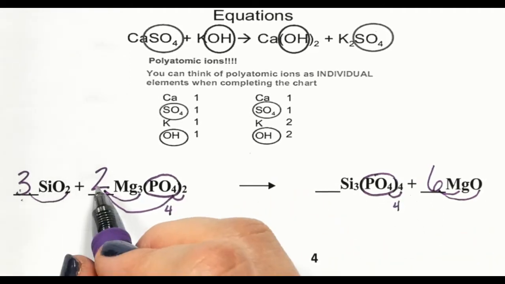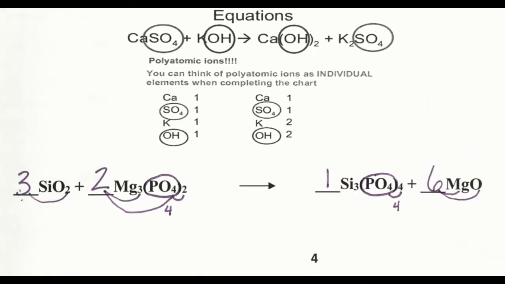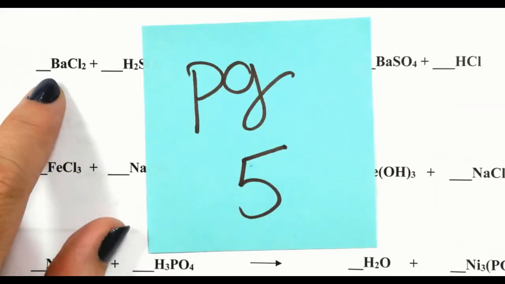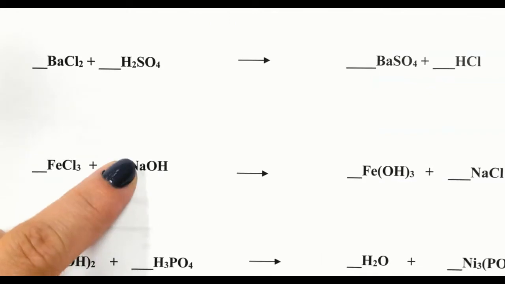So we have 3, 2. This one's left blank, so we can put a 1. And so it's 3, 2, 1, and 6 are these coefficients. Now you should be at the top of page 5, and let's start balancing these equations. First, what can I bundle?